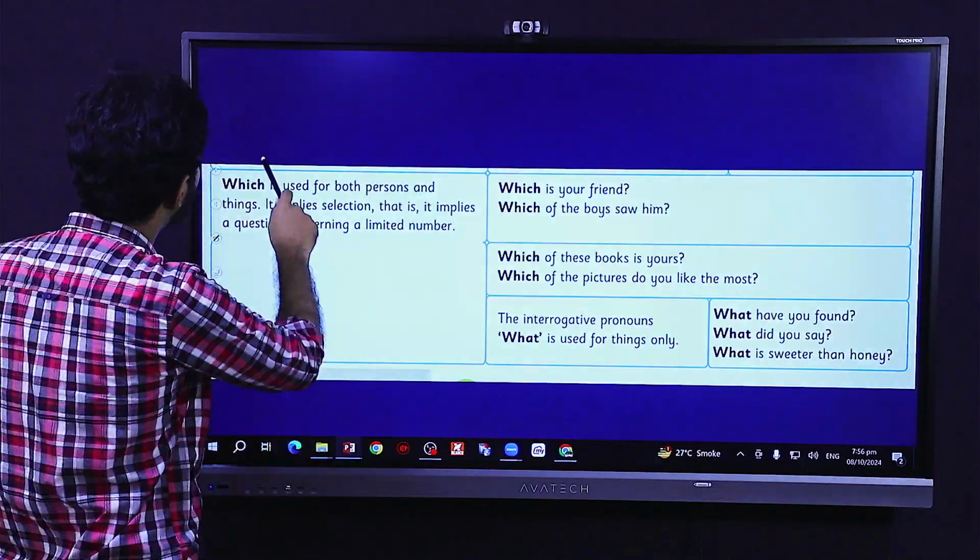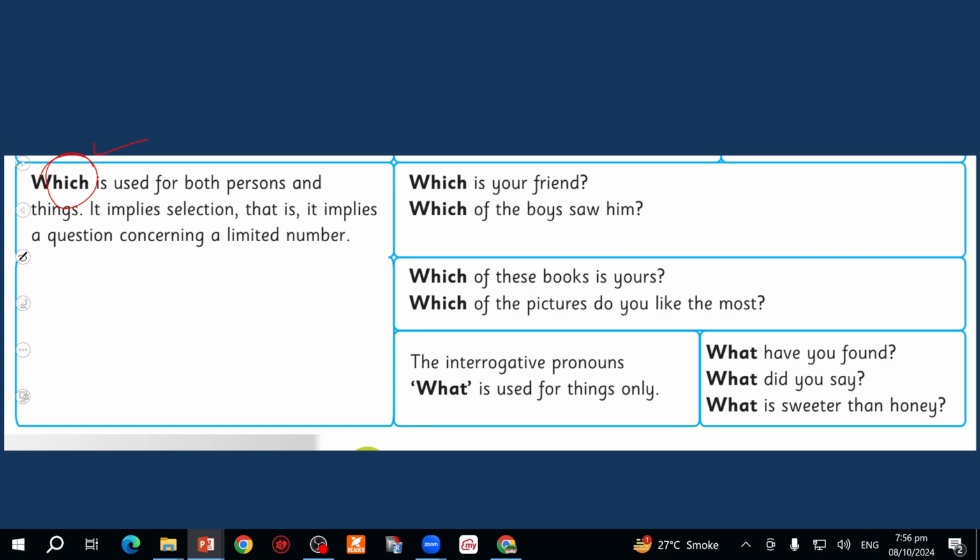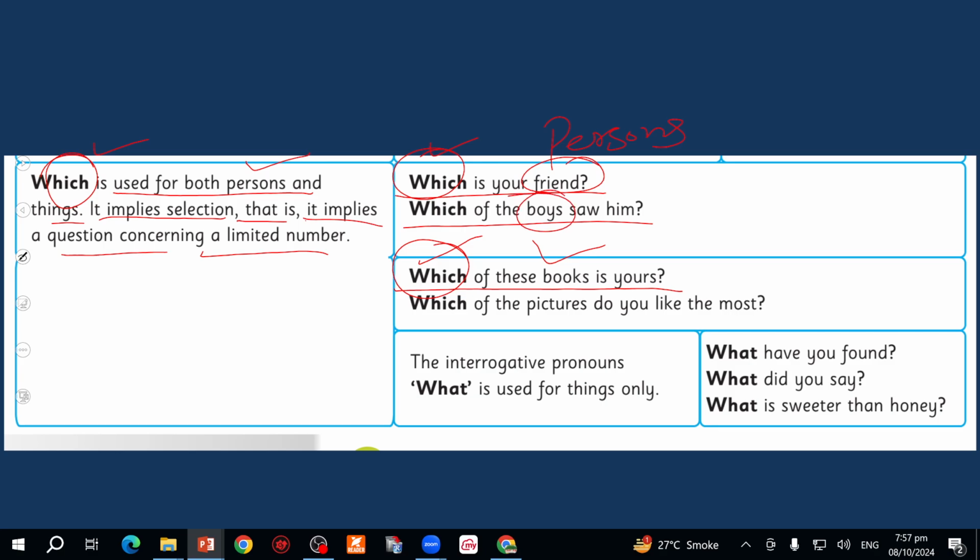Again, now we have which, a pronoun used for both persons and things. It implies selection. That is, it implies a question concerning a limited number. Which is your friend? And which of the boys saw him? Which of these books is yours? Here we use which for things, and here we used which for persons. Friends and boys.